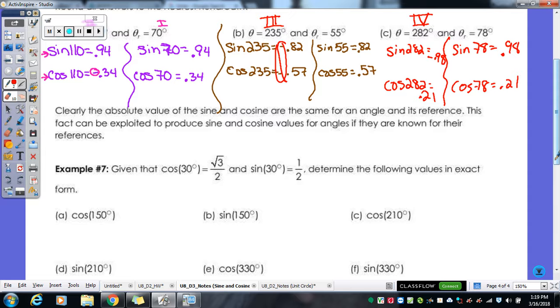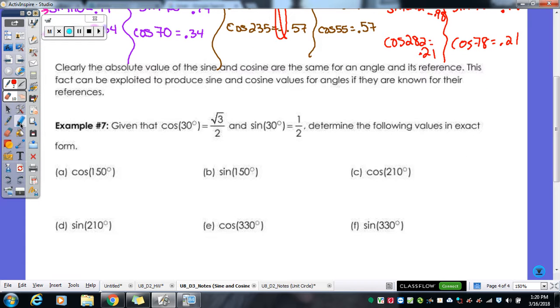So you don't even need a calculator to do this. Well, you do, but like... No, you don't. Because most times what we're going to be dealing with are the 30, 45, and 60s. And so they always want exact values, which means they want the radicals and not decimals. So you just got to memorize it.